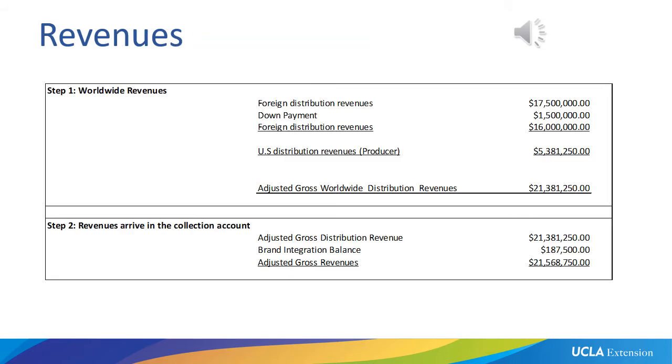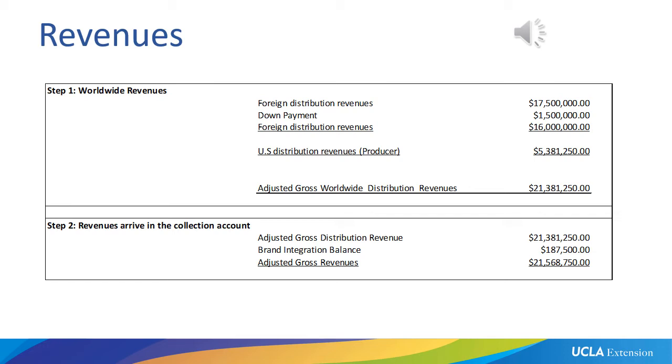So we funded our movie, we produced it, all is well, and now we are delivering the movie and looking at our revenues. Now, we did have $17.5 million from international distribution revenues. Of that, we already received $1.5 million in down payments, which leaves us with $16 million in international revenues. The U.S. distribution revenues to us, the producers, are $5,381,250, and how we get there, you'll see on the next slide.